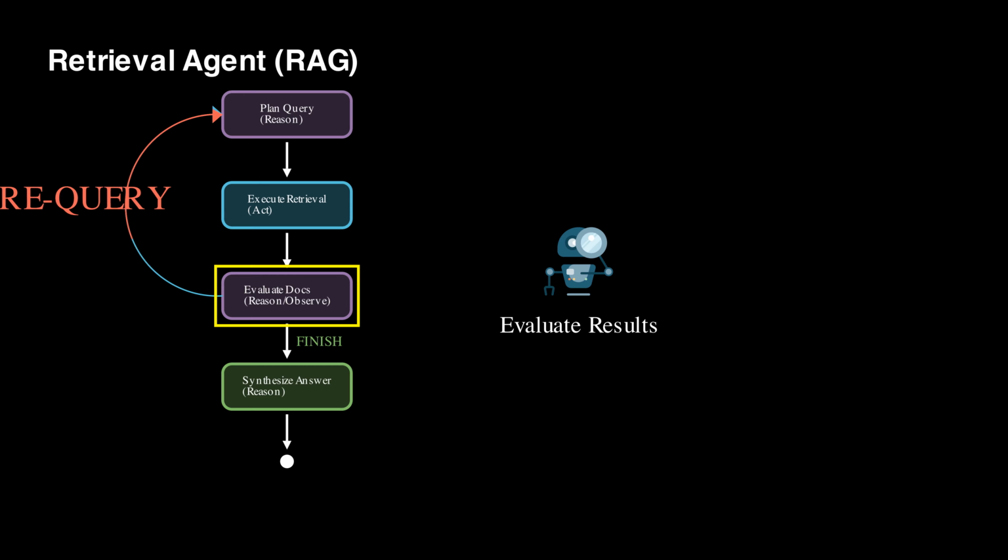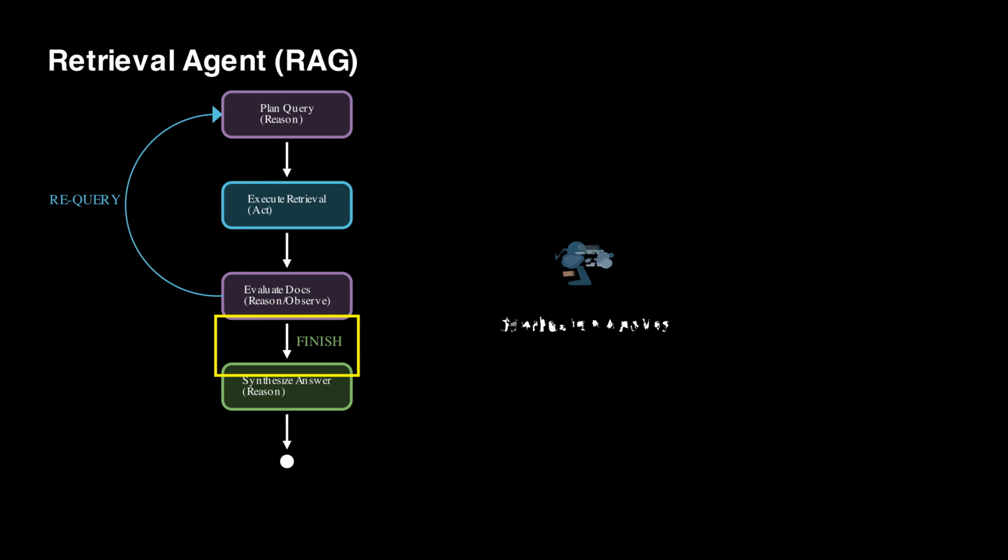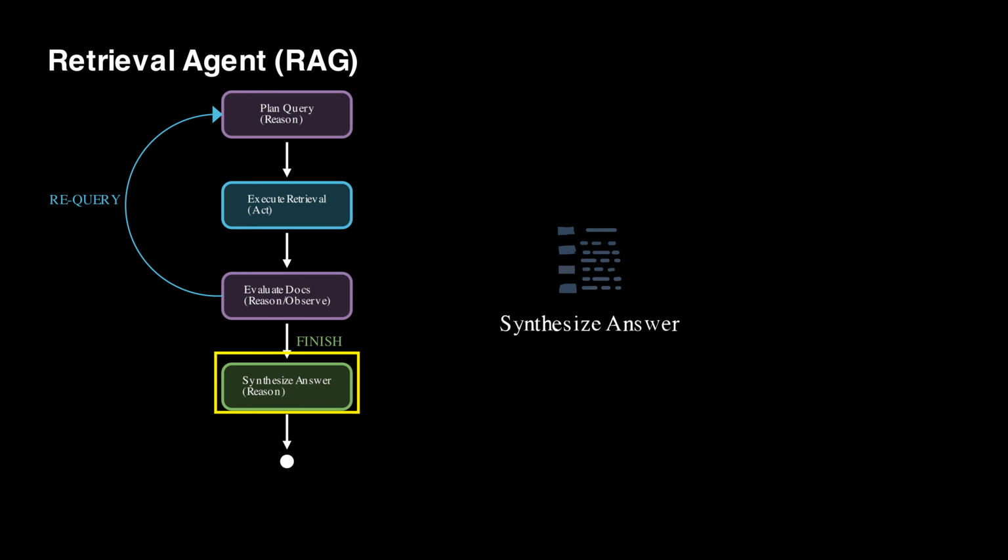If the documents aren't good, it decides to re-query, looping back to the planner to refine the search. This loop continues until the agent is satisfied. Once satisfied, it finishes and moves to the synthesize answer node. Here, it uses an LLM, grounded on the retrieved documents, to build the final, comprehensive answer.